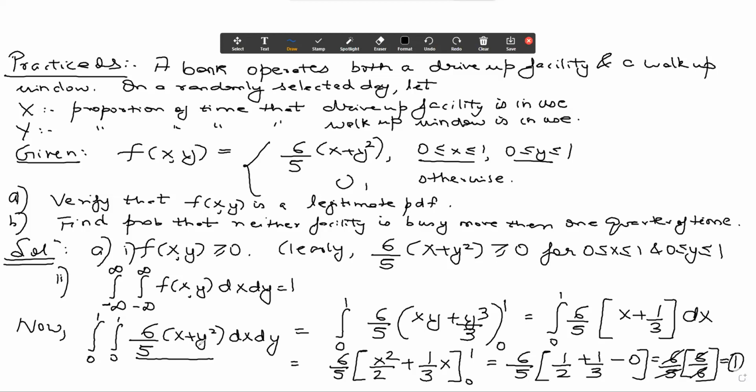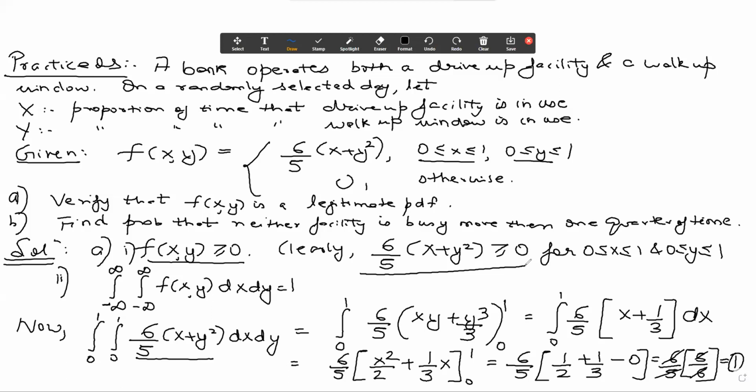So we have shown that f of xy is greater than or equal to 0 because 6/5 (x plus y square) is greater than or equal to 0. We have also shown that the double integral 0 to 1, 0 to 1, of 6/5 (x plus y square) dx dy is equal to 1. First, you integrate with respect to y, keeping x constant. Then you integrate with respect to x. This is how we are doing it.